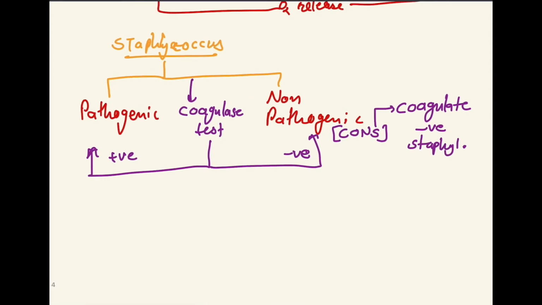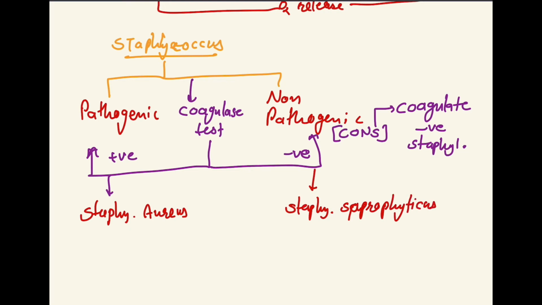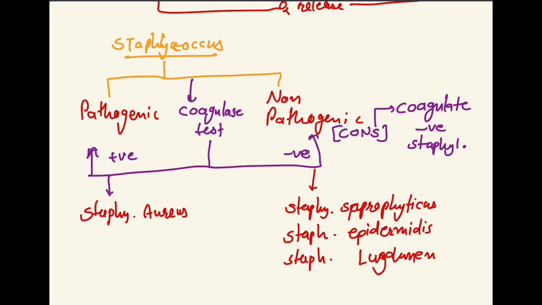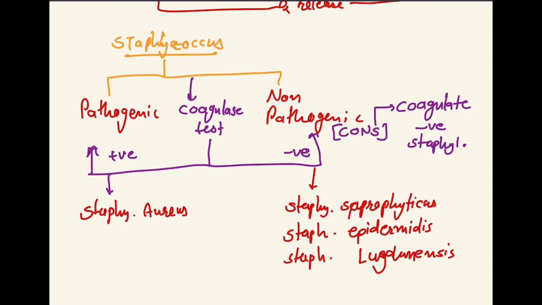Alright, what are the examples of the pathogenic one? There is Staphylococcus aureus. For non-pathogenic, there is Staphylococcus saprophyticus, and also Staphylococcus epidermidis. Another one we can write is Staphylococcus lugdunensis.